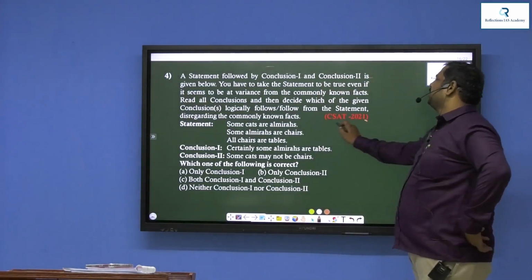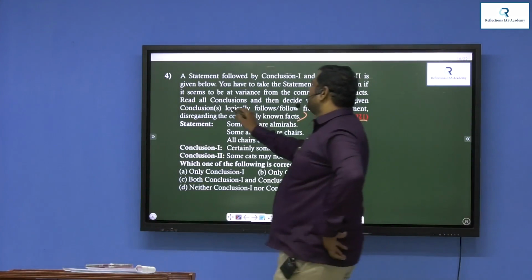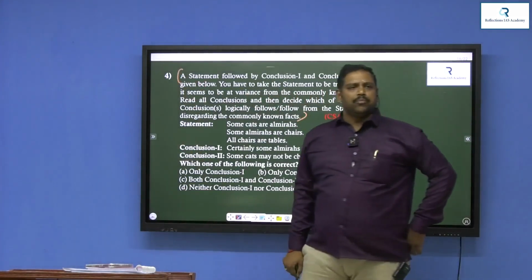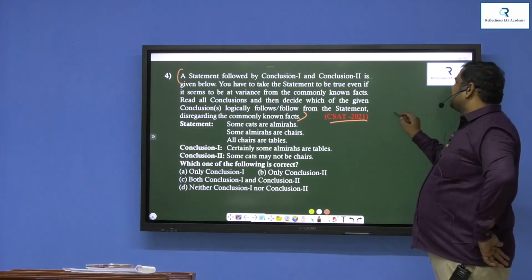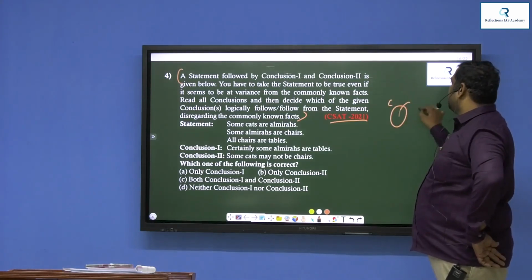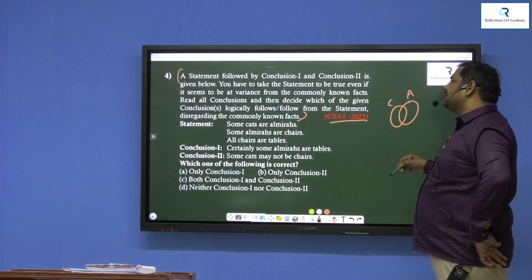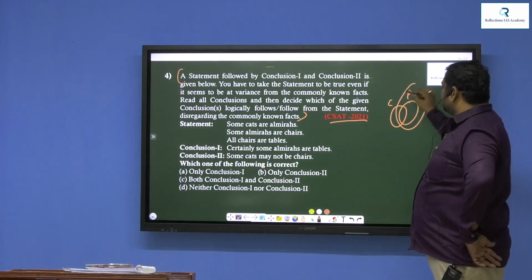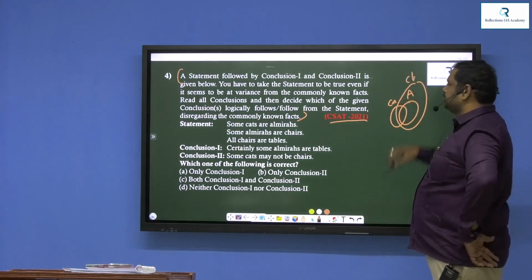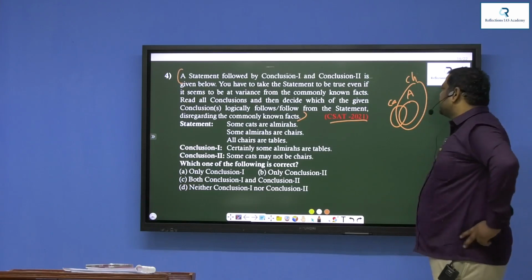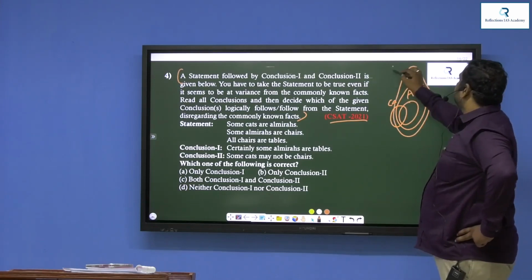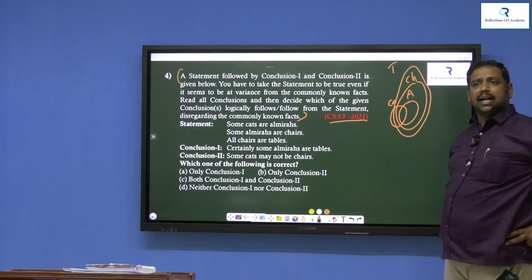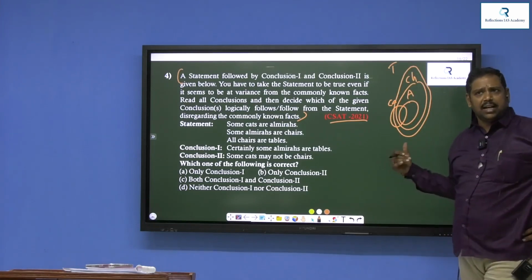Okay, CSAT 2021 year. I think no need to read it, right? Yes or no? Okay, good. See the question. Some cats are almirahs. All almirahs are chairs. So this is cat, this is chair. All chairs are tables. Right? Basic diagram completed. Have you written the basic diagram?